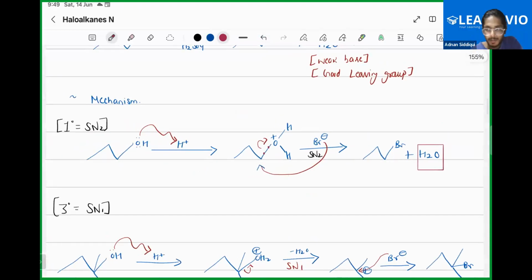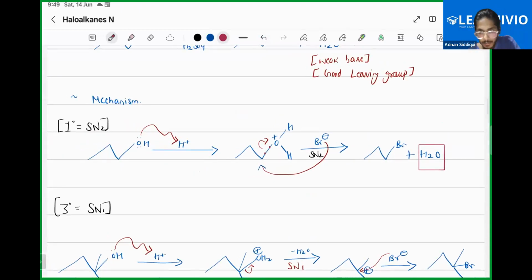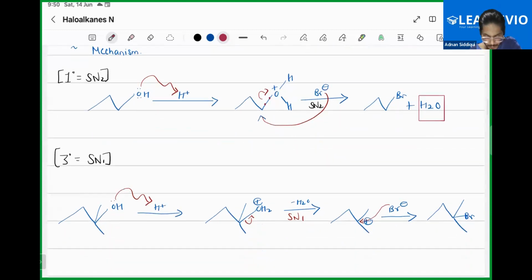I hope this makes a little bit of sense, because we haven't talked about the mechanism yet. That's why it might be a bit confusing for you, but I hope you know a little bit. Is this clear? Yes, sir.